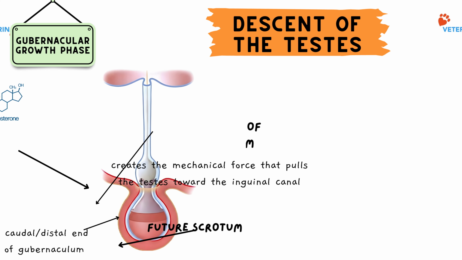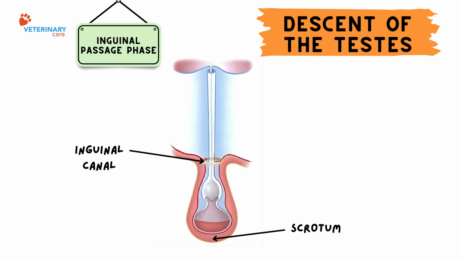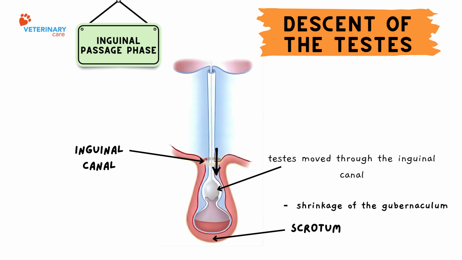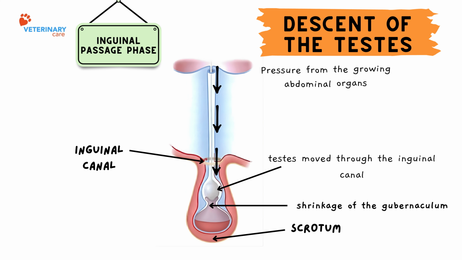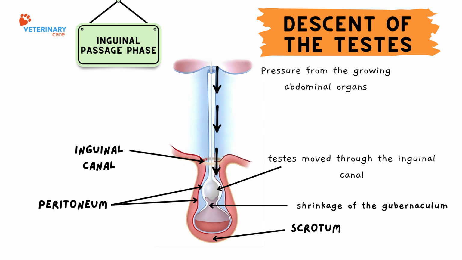Next comes the inguinal passage phase, during which the testes begin to move through the inguinal canal. This movement is facilitated by the shrinkage of the gubernaculum and possibly by the pressure from the growing abdominal organs. During this time, the peritoneum wraps around the testis and gubernaculum. The testes are held near the inguinal canal and are slowly guided downward into the scrotum.